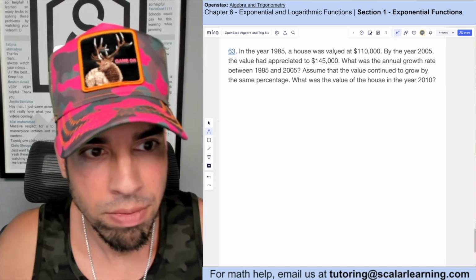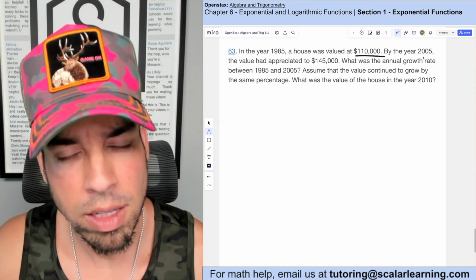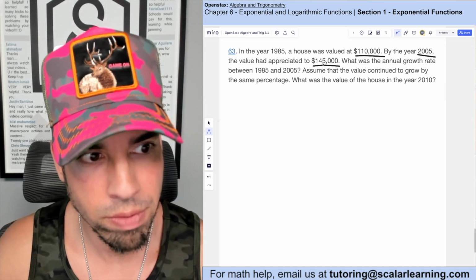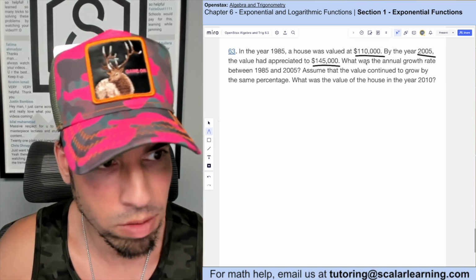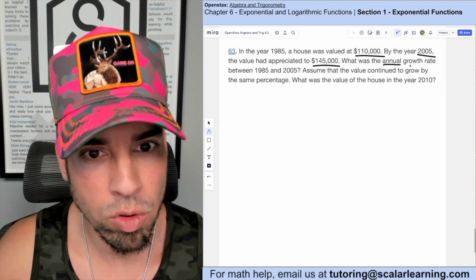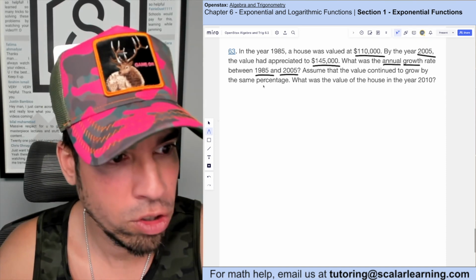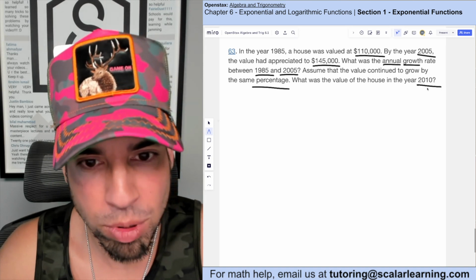In the year 1985, a house was valued at $110,000, and then by 2005, it was worth $145,000. It's gotten more expensive, worth more. What was the annual growth rate between 1985 and 2005? Assume the value continued to grow by the same percentage, and then we have to predict the value in 2010.